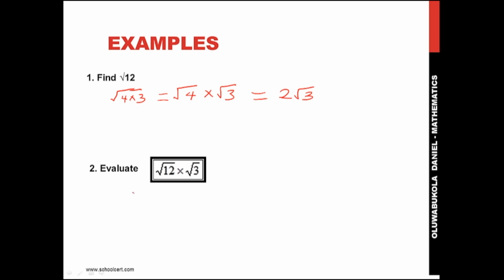So root of 12 times root of 3, what we'll then do is bring them inside one bracket. So we'll have 12 times 3, which is the same thing as root of 36. And we all know from our multiplication table that root of 36 is the same thing as 6. So just like I said, the rule goes vice versa, either way. So we have applied the first rule in solving these two examples.